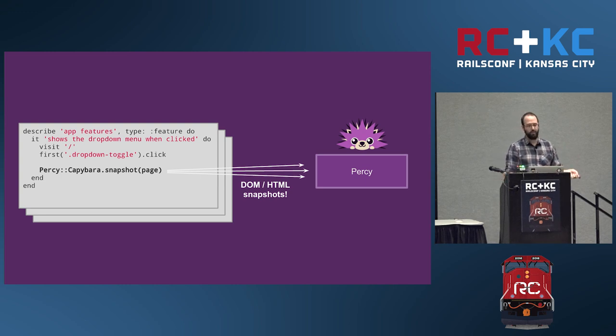So we actually push up the DOM and HTML snapshots, and technically we push up SHA-256 fingerprinted versions of those assets, so we actually never upload things twice. So the first run might be slow, but after that, my goal is basically to say zero time is spent in your test suite after the first run, but it's not totally true.